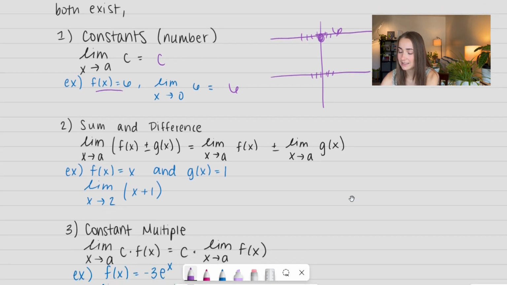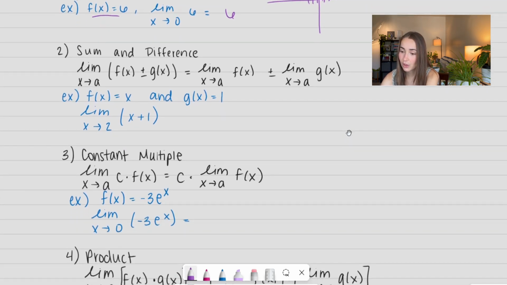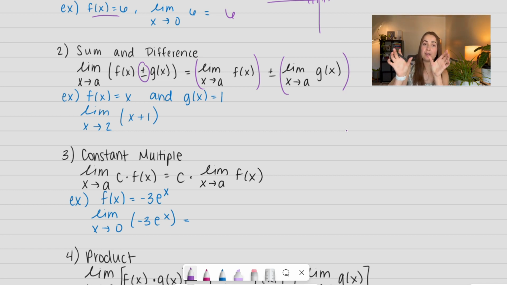Talking about sum and difference, we have the limit as x approaches a of f of x plus g of x or f of x minus g of x. If we haven't seen this notation before, it just means a plus or a minus. Doesn't matter which one is there, the rule applies to both of them. And that means we can separate it out into two quantities. Instead of having f of x plus g of x on the inside, we can take the limit of each one separately and add or subtract those together.